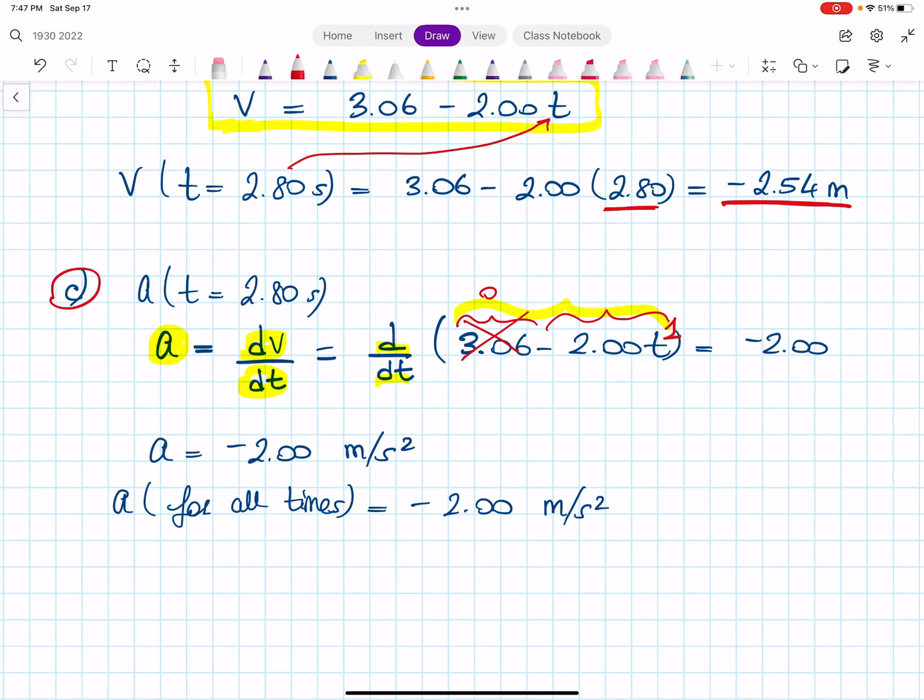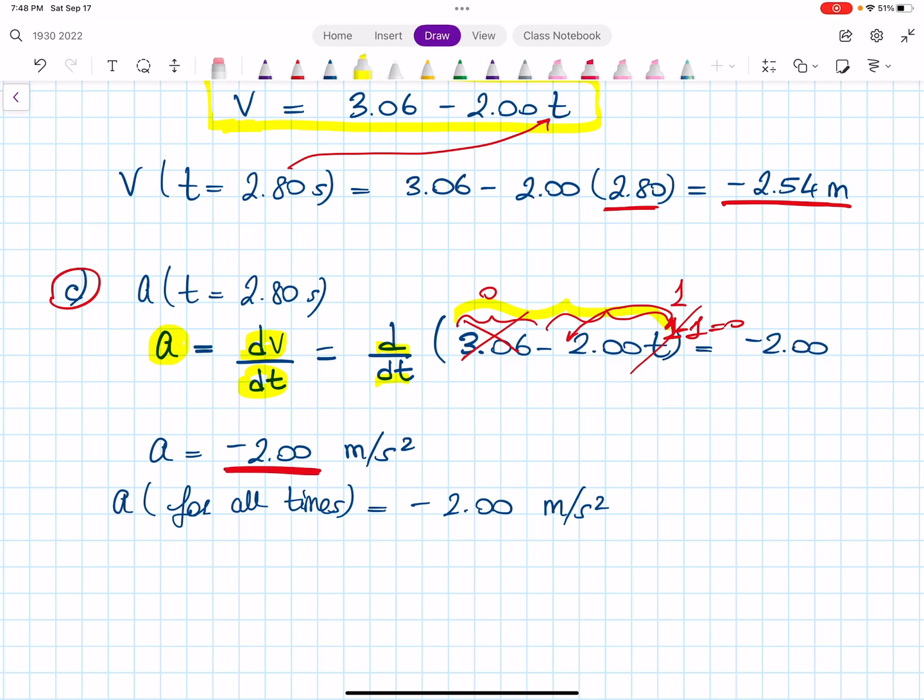T has a power of 1. 1 is going to come down as the coefficient. 1 minus 1 is going to give you 0. Anything t raised to the 0 is going to give you 1. So you just have negative 2 coming. You don't have any more t's. You don't have any more variables left.